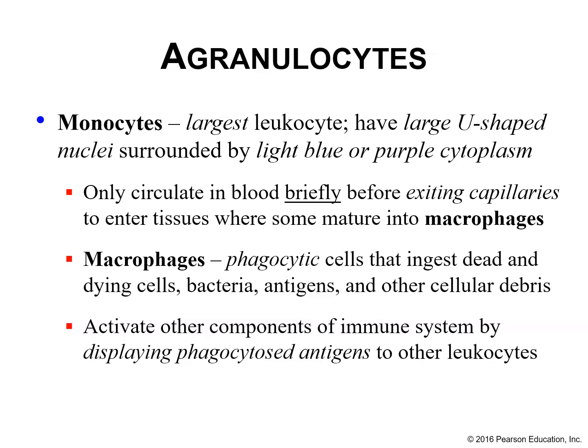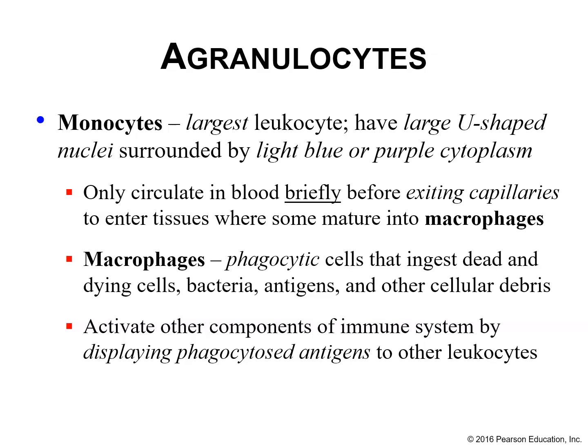So monocytes will only circulate in the blood briefly before they exit the capillaries to enter the tissues, where some of these monocytes further mature into macrophages once they've been exposed to an invading antigen, which can be either a bacteria or a virus. Macrophages are extremely active phagocytic cells that generally serve to ingest dead and dying cells, also bacteria, antigens, and cellular debris. These are eliminated by the macrophages. They're like the garbage collectors for the human body.